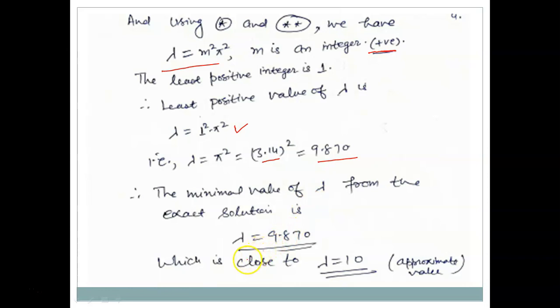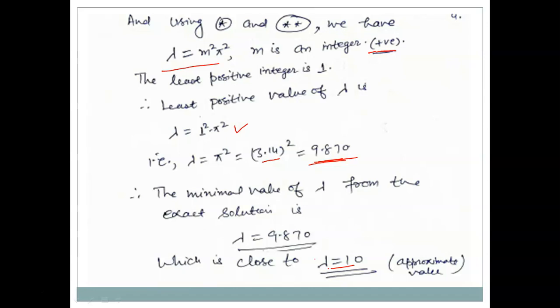So now the exact value, sorry, this is not an approximate value, but this is the exact minimum value of eigenvalue lambda. And we already know the approximate value is lambda equal to 10. We have already calculated. So here we can say that the approximate value is very close to the exact value. So this type of choice is okay.